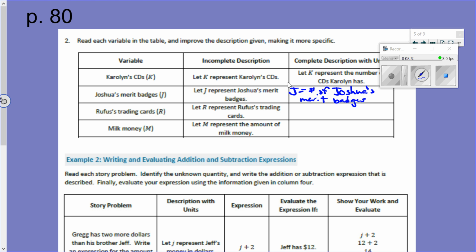Okay, Rufus's trading cards. Instead of just R as Rufus's trading cards, not going to be more specific. What do you think, Lydia?